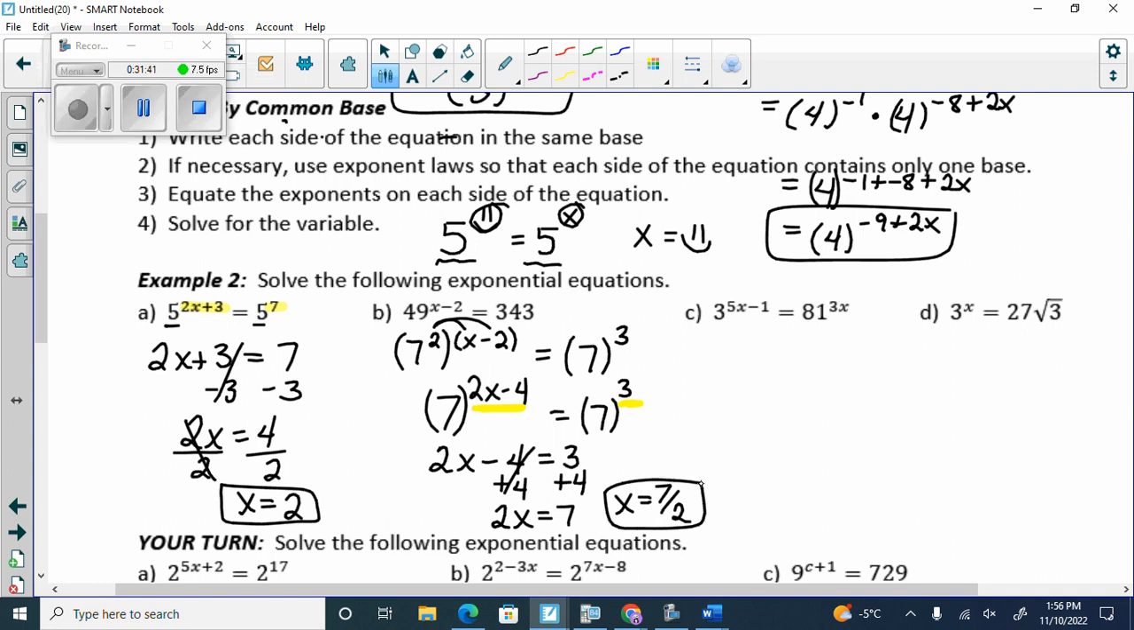And if I go 3.5 minus 2, I get 1.5. 49 to the 1.5 is 343. Your homework is this. What base can I make them both be? Choose a smaller base, not a large base. What base can I make them both be? 3 and 81. I'm guessing 3, since 3 is small and I can't make it be anything else, so I'm guessing I can make them both be 3. 81 is 3 to the what? 3 to the 4. So do that one.